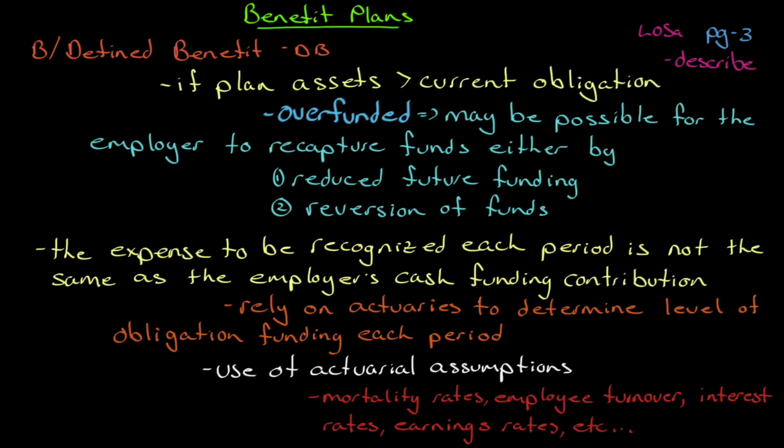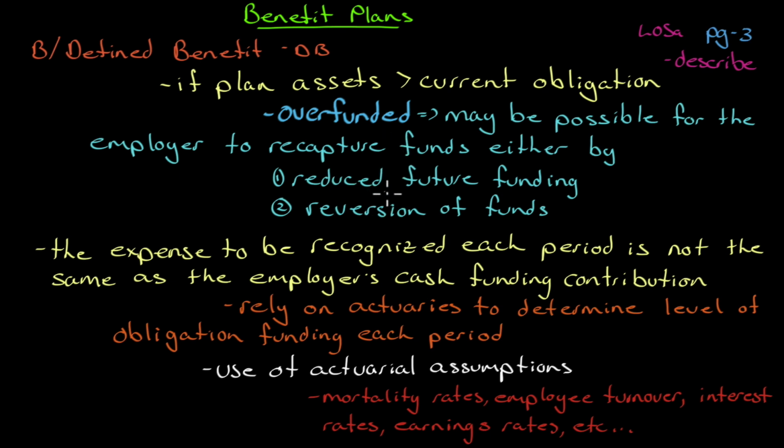So as I said on the last screen, if the plan assets are greater than the current obligation, that's the present value of the future obligation, we call that the current obligation. If the plan assets are greater, the plan is overfunded. Now, it may be possible for the employer to recapture those funds, either by reduced future funding, because I'm overfunded, maybe next year I don't have to contribute as much, right? Or reversion of the funds back to the company. Typically, it's number one that is chosen. Be aware that this may happen when you have an overfunded plan.